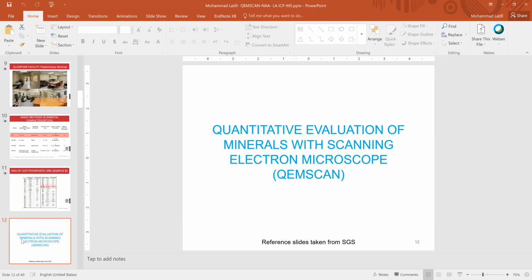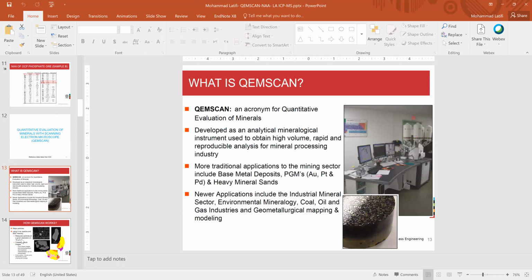Now I want to talk about one of the very advanced pieces of equipment that is called quantitative evaluation of minerals with the scanning electron microscope, or ChemScan. This machine is in fact a kind of electron microscope. I don't know to what level you have heard of SEM, scanning electron microscopy. ChemScan is basically SEM with a special detector.